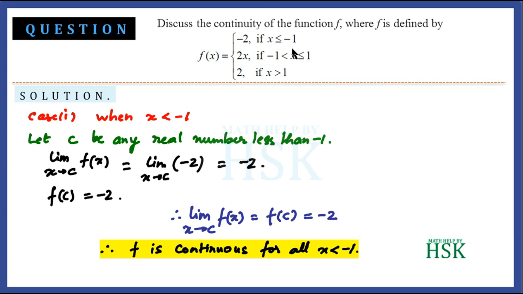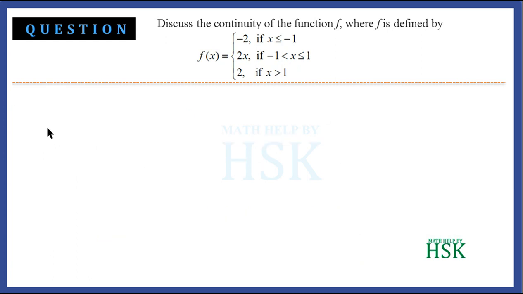Okay. Now, moving further, we are going to check the continuity of the function at x equal to -1 because the function changes its value at this point. So in the second case, I am going to check the continuity of the function when x is equal to -1. For this I am going to calculate the left hand limit and right hand limit of the function when x tends to -1, and the value of the function when x is equal to -1, and check whether they are equal or not.